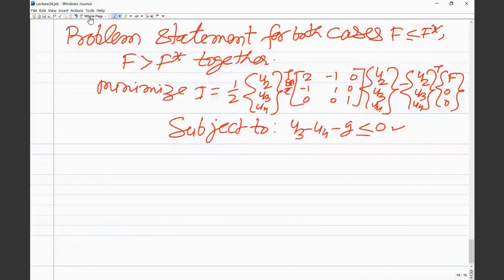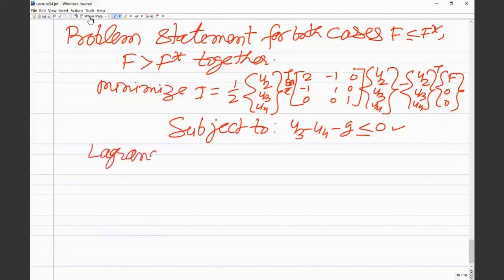Now if you want to solve this minimization problem, I don't know how many of you have done a basic course on optimization. If you have done the course on optimization, you would have learned how to use the Lagrange multiplier approach for solving an optimization problem with inequality constraints. So I'm going to list how we do it.